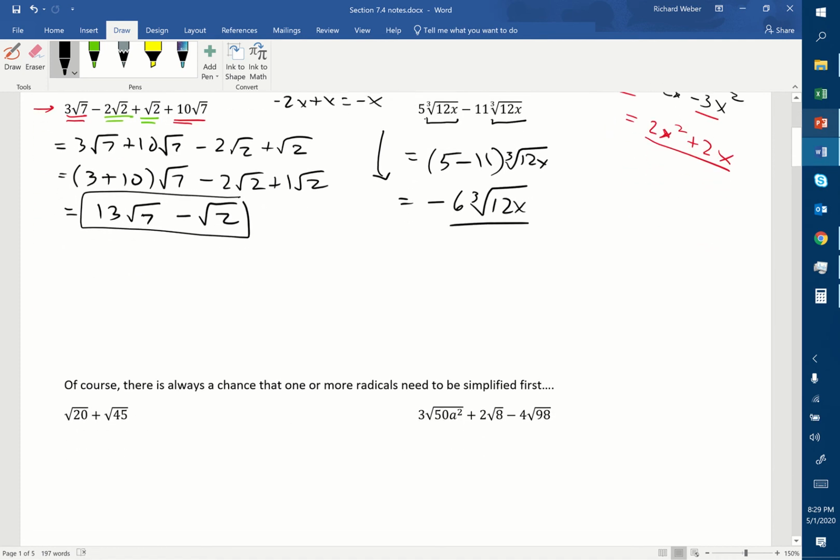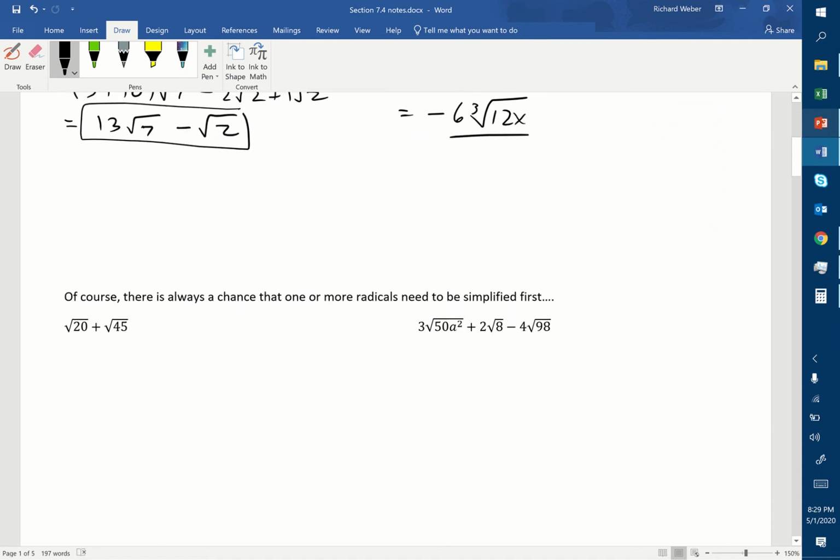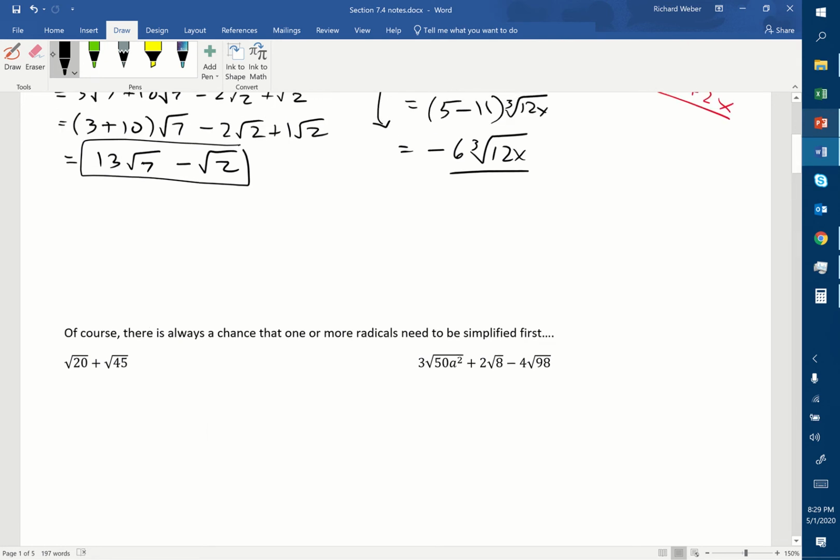Here you go. Now, here's the thing. What makes this exciting or fun is that at first blush, you look at a problem like this one, and look what I'm writing. Of course, there's always a chance that one or more radicals need to be simplified first. Radical 20 and radical 45 can't combine. They're unlike, but they're also not simplified. And you always, always, always simplify your radicals. That's what you do.